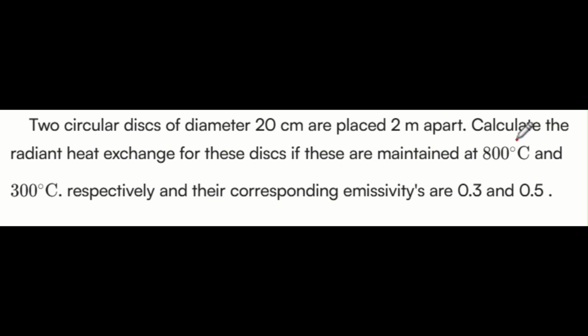So we have to find simply the radiation heat exchange of these two discs, which are kept 2 meter apart, and they are both circular discs. We just have to find the radiation heat exchange between them, and the corresponding emissivity is also given. So how to solve this problem?